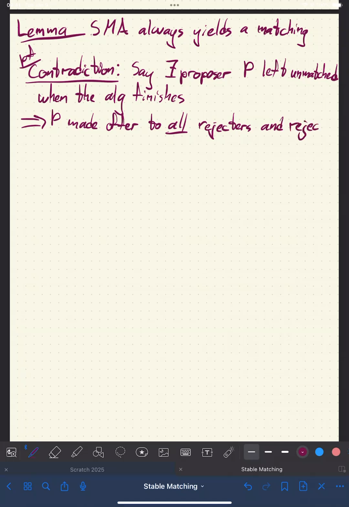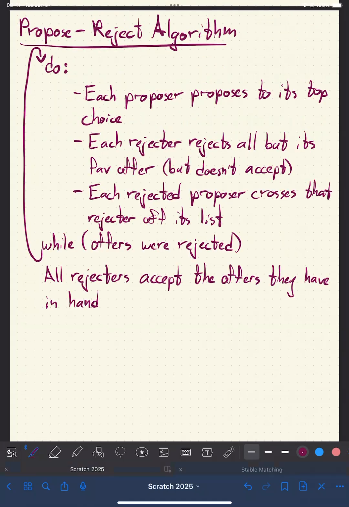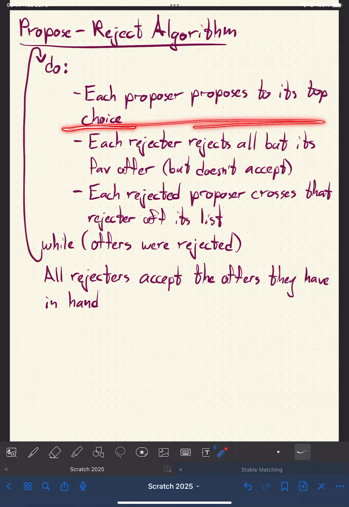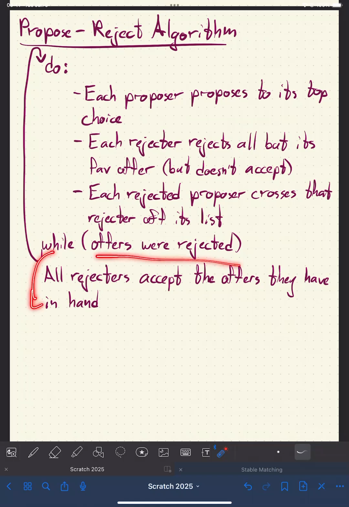And why do we know this? Why do we know that P must have made an offer to all rejectors? Well, this is why we're proving things about an algorithm, right? We just need to keep looking back to this algorithm and ask what we can tell about it. What's happening is this loop continues while there are still offers being rejected. So if P is unmatched, we know that P is proposing to its top choice every time. And if it's not getting it, that must mean it's rejected. So it's going to keep going and proposing to its top choice. And the only time we exit this loop is once we're done rejecting.